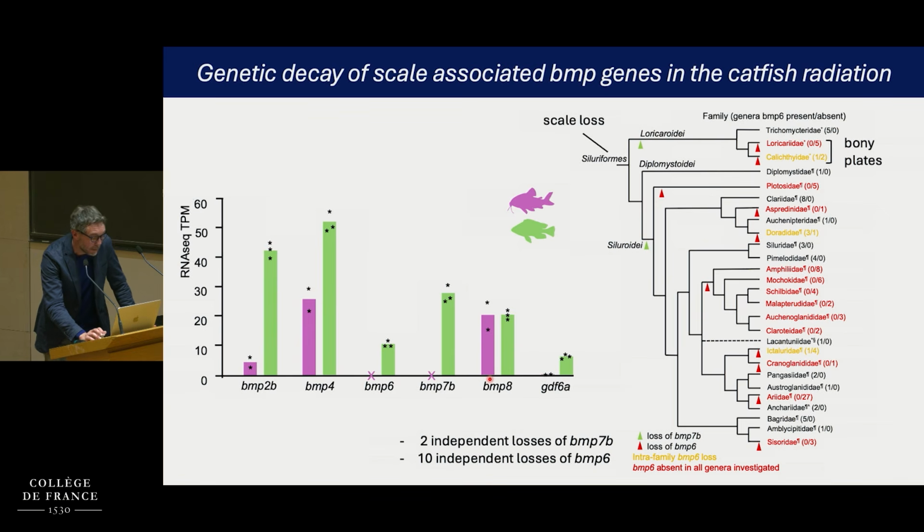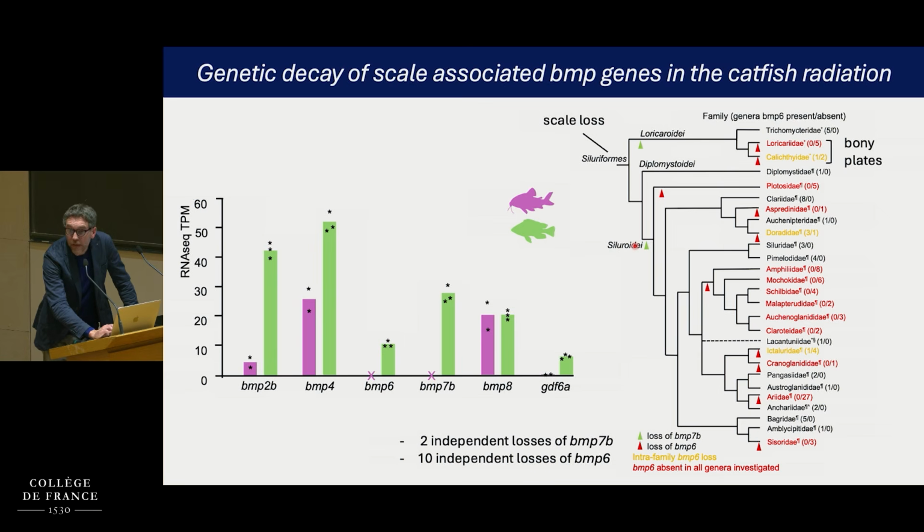So coming back to this expression graph, what happened here? What we saw is that there is no expression of BMP6, no expression of BMP7b. We looked at those genes in the genome of our fish, or the most closely related fish that was available in the database. And indeed, those genes, they're fully absent. They basically degenerated, they disappeared.